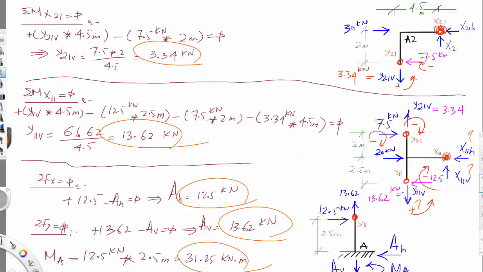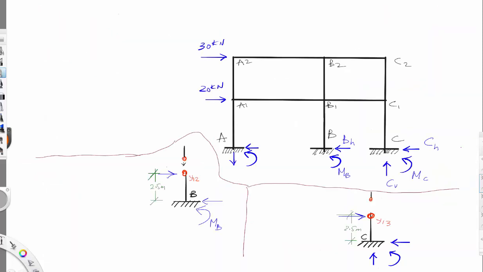Now so far, if you look at the diagram, I calculated the reactions on support A. I need to also calculate the reaction on support B and support C. I can do it one step at a time, which will take long, or I can be a bit smart and do this one and this one from the entire building.